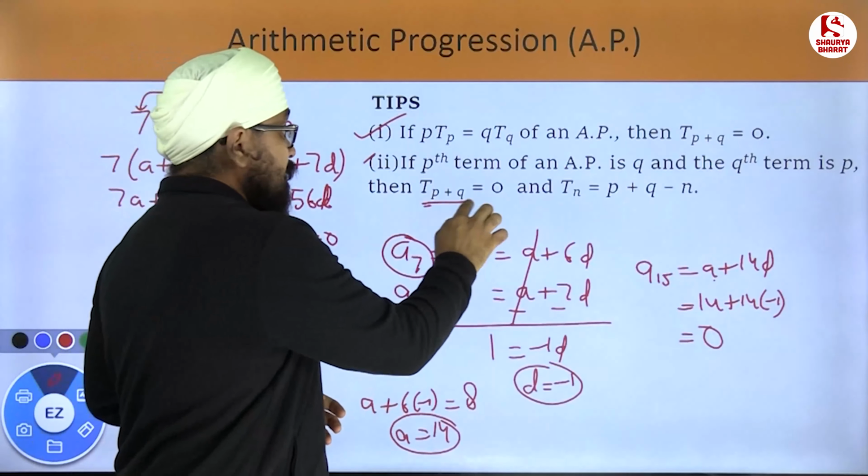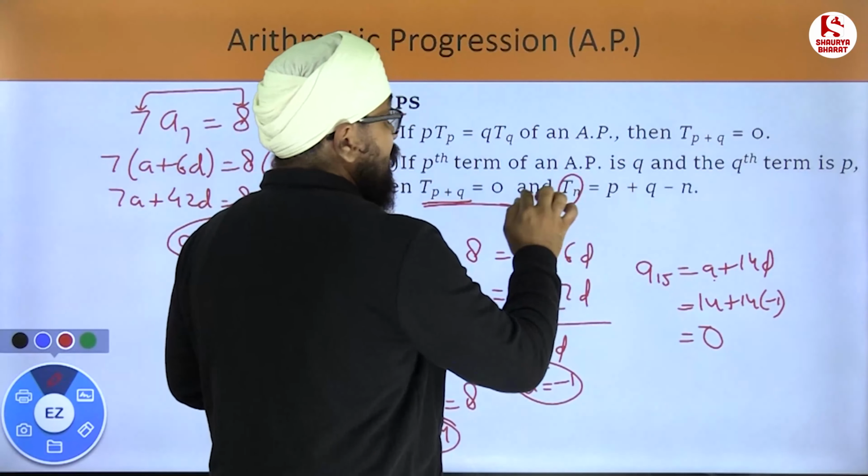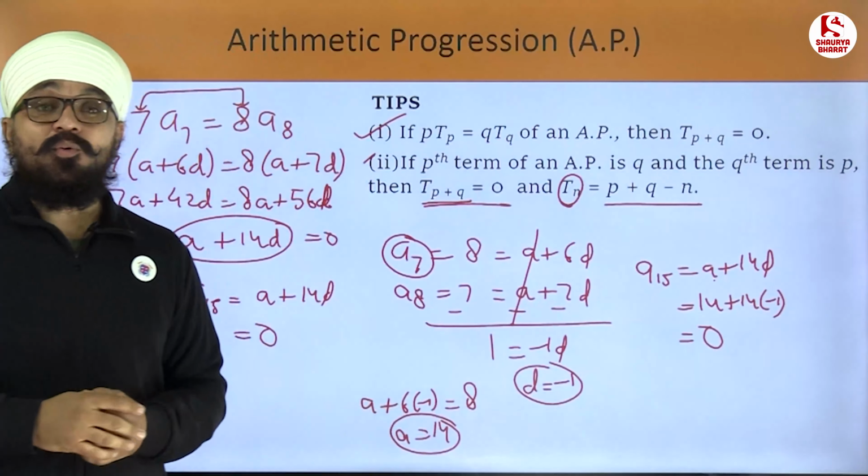So this is an important part, that the (P plus Q)th term will be 0, and one more thing, the nth term can be directly written as P plus Q minus N.